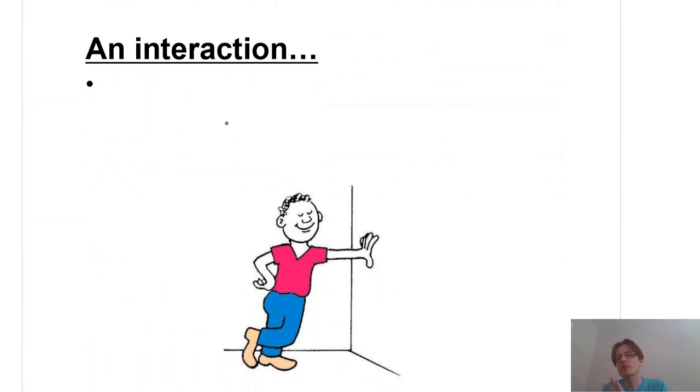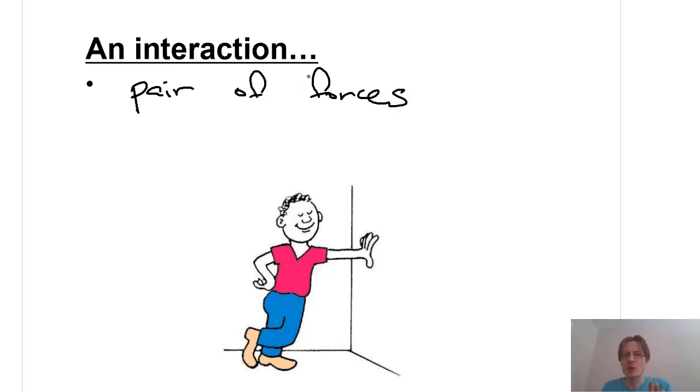The example of pushing on the wall and the wall pushes back gives us evidence that there's no such thing as just a one-way force. In other words, forces always come in pairs. An interaction is a pair of forces. And all forces act that way.